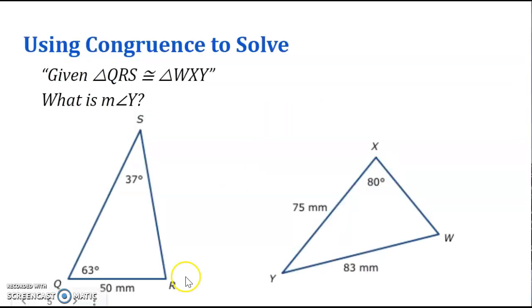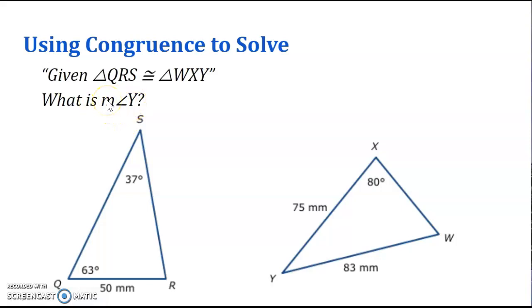Okay, so now getting back to our slides, using congruence to solve. Once we've established that two triangles are congruent, or we are told that two triangles are congruent, how can we use that? Okay, well, what is the measure of angle y? We're told that triangle QRS is congruent to triangle WXY. These two triangles are congruent, but we're looking for the measure of angle y.